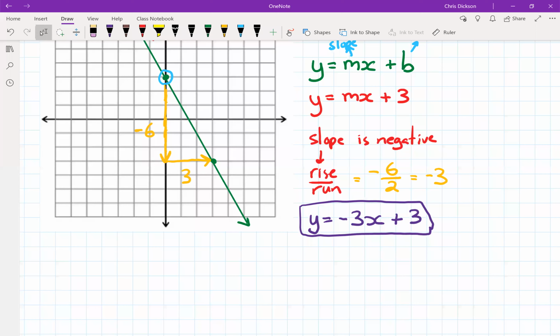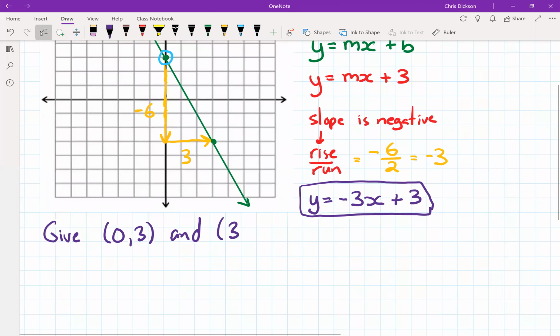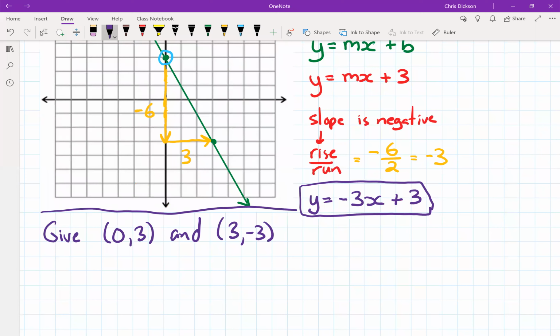So what I would do first of all is, let's say you're given these 2 points. So you're given the point 0, 3, and the other point was 3, -3. So it's the exact same question, but imagine you didn't have a graph to do this. And so they said, given this, write the equation of the line.